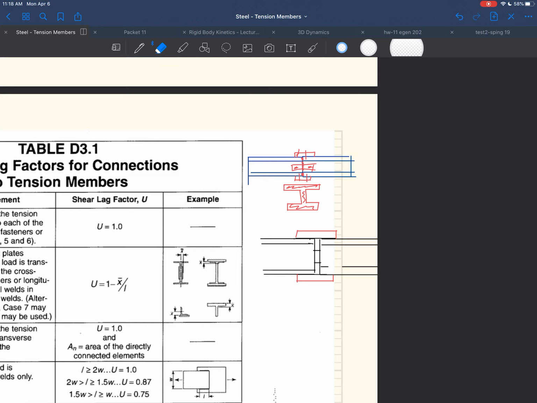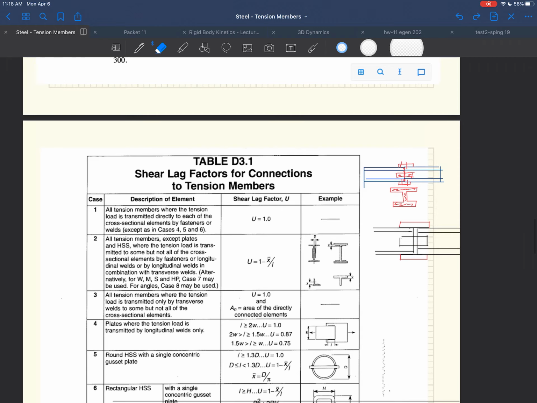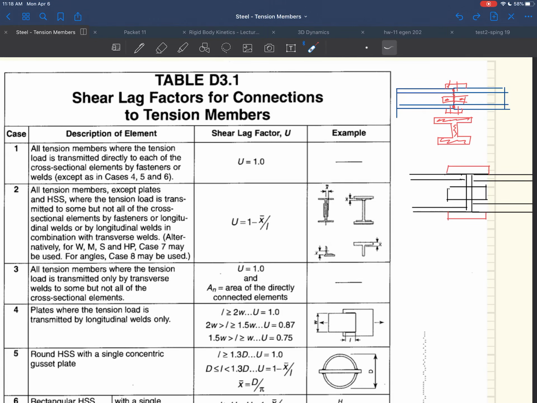Eventually it would make it out into the webs, but initially it wouldn't be in the webs, it would just be in the flanges, and it would take some more time. It would be lagged behind. And if you have one of those connections, then you get penalized, right? You have a reduction in your strength because of that. Okay? And so that's what these equations are.